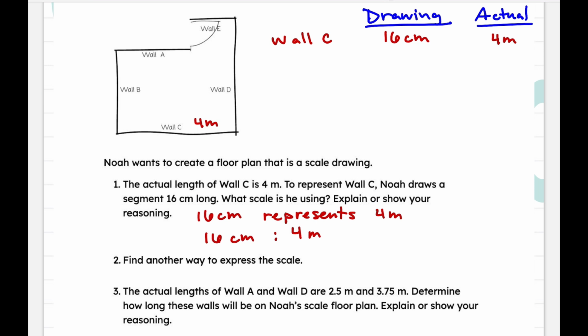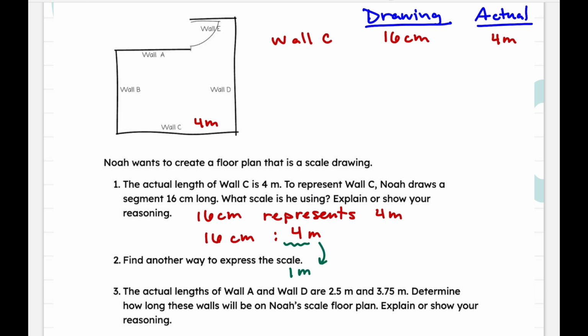Question 2 says, find another way to express the scale. All that means is we like to simplify our ratios. The chances of us always drawing 16 centimeters at a time is pretty rare. Another thing to notice is we don't have a unit at all, a unit meaning 1. It would be really simple if I could turn one of these numbers into a 1. You can decide which number to turn into a 1. The one that I think is going to be the easiest is what if, instead of 4 meters, I represented that as 1 meter?